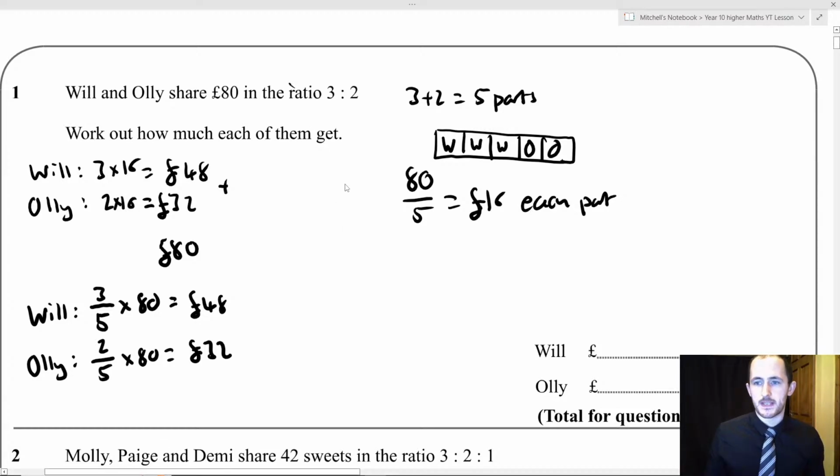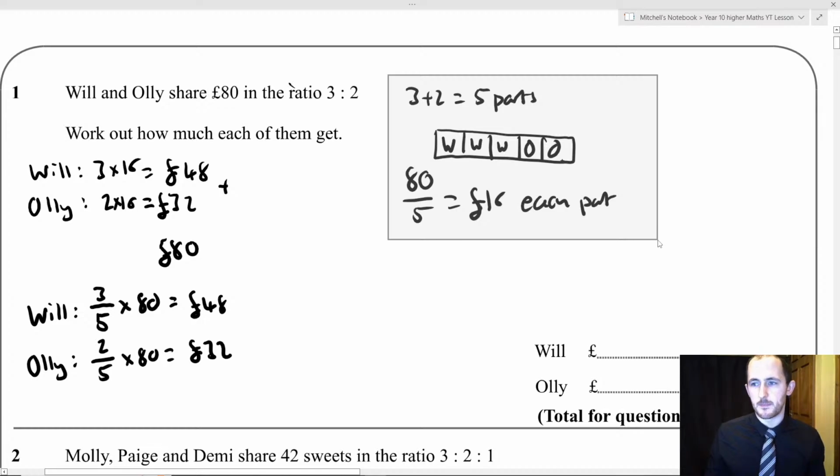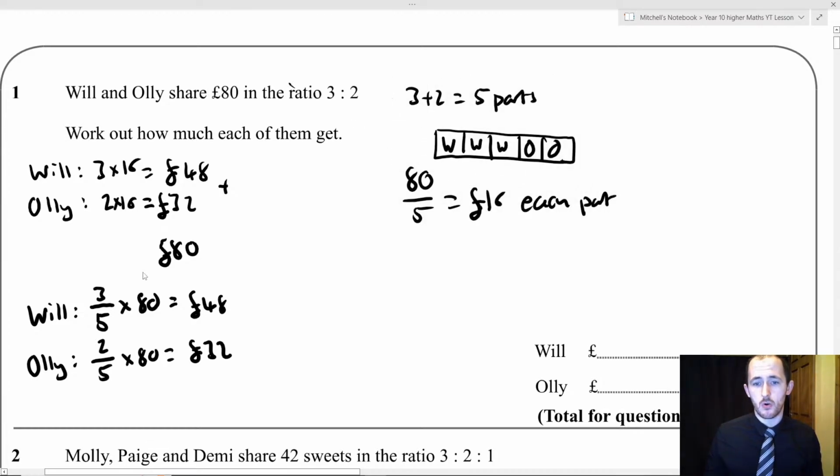But yeah, that's kind of the basics of ratios. To share it, you can either visualize it, so make a bit of a block, say how many parts you've got, or you can use the fraction method here. Okay, whichever one is preferable to you. But in future, I think I'm going to stick with the fraction method, if that's okay. But if you're not sure about that, then let me know.